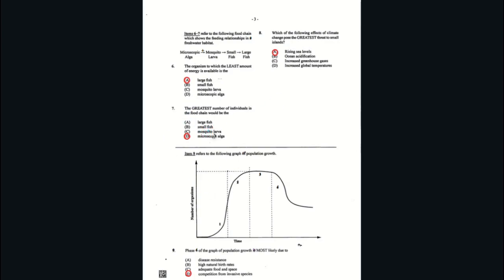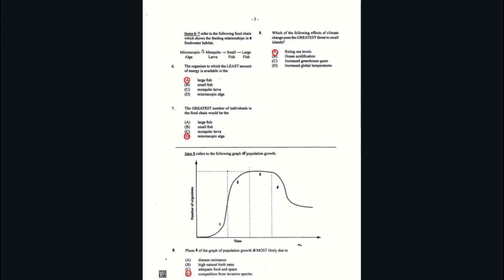you do realize that the numbers decrease, right? Because you can have an apex predator at the top of the food chain, and they can wipe out everything. What you realize is that you usually just have a few of them compared to the producers and everything else. So that's basically the reason, right? The greatest number of individuals in the food chain would be the microscopic algae.